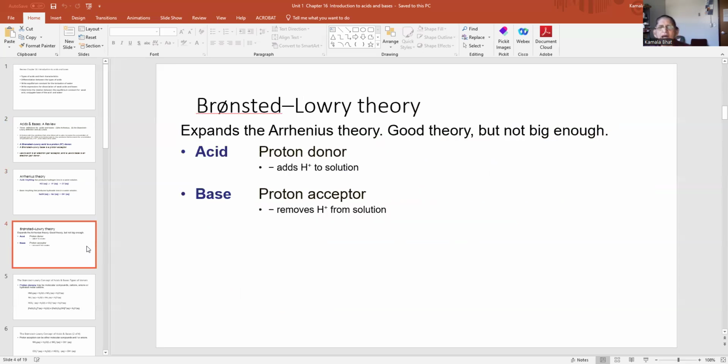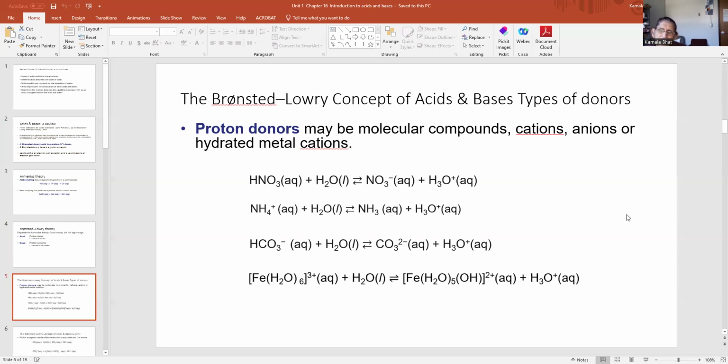On the other hand, now, the Lowry-Bronsted theory explains, so it expands on the Arrhenius theory, and it is a good theory. And it says an acid is a proton donor, a base is a proton acceptor. Now, when we want to explain proton donors, remember, proton donors can be molecular compounds, cation anions, or hydrated metal cations.